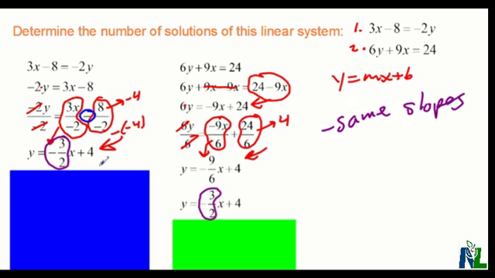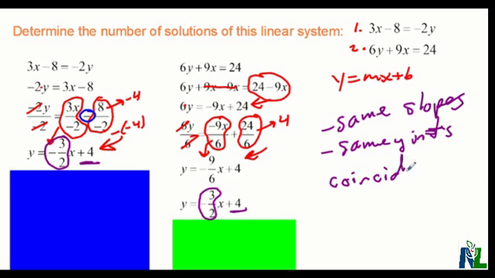The y-intercept of equation 1 is 4. The y-intercept of equation 2 is also 4. So they have the same y-intercepts. In other words, these lines are exactly the same. They're identical. They're called coincident lines. And in this case, because they're coincident lines, there are infinite solutions.